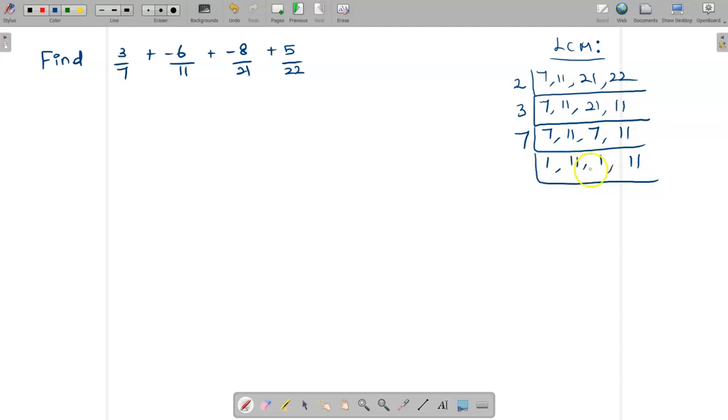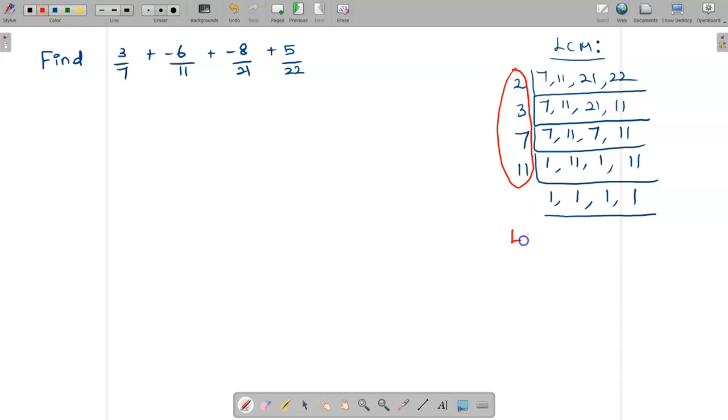So two values are 1, other two values are 11, so let me go with 11 itself. So 1 you can write as it is, 11 by 11 is 1, 1 again you can write as it is, 11 by 11 is 1. So when all the values become 1, now what are all the values available here? With these values we can find out the LCM.